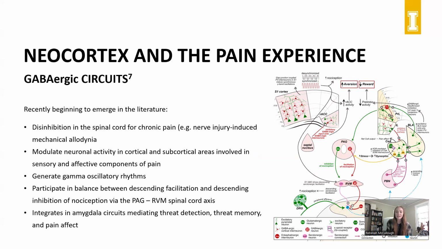So this is all pretty new within the literature. There's a lot we don't know yet. As you can see, it's a very complex system, but there is some work being done in the literature with disinhibition in the spinal cord to relieve chronic pain, especially things like nerve injury-induced mechanical allodynia, and then also just modulating neuronal activity in cortical and subcortical areas that are involved in both the sensory and affective components of pain.